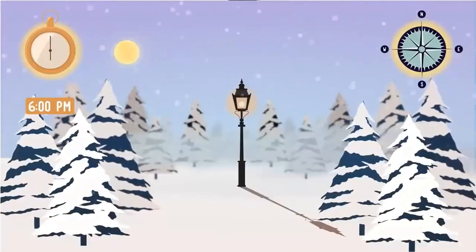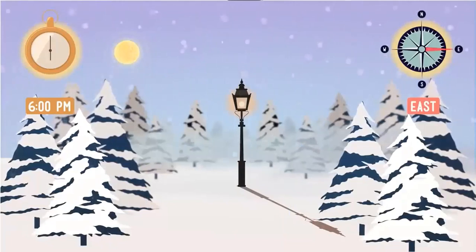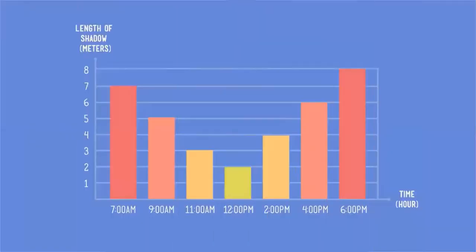How about 6 p.m.? The shadow's about as long as it was in the morning, right? But again, unlike in the morning, the shadow is stretching out towards the east. So what patterns did we see the lamppost shadow follow? Let's look at these two bar graphs that recorded our observations. In the first graph, we've charted the length of the lamppost shadows.